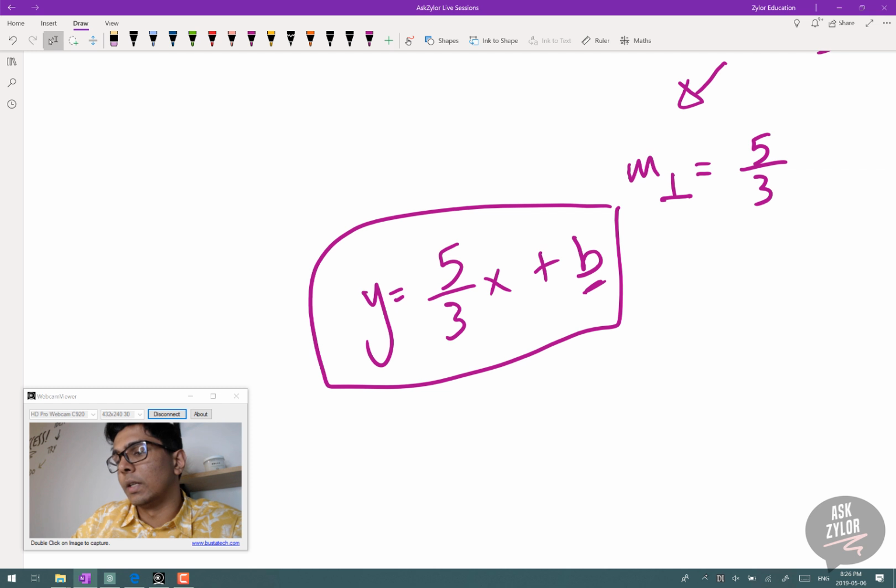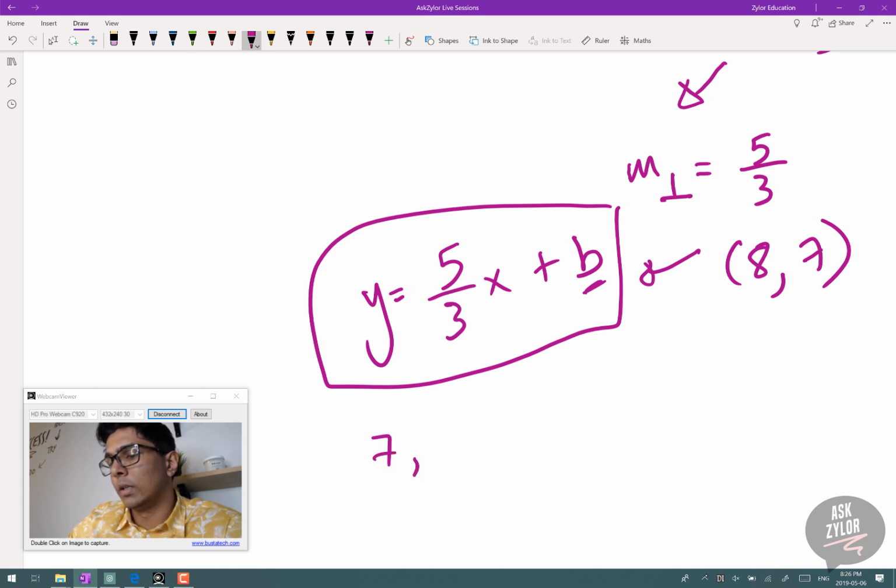So what I can plug into this equation to get my b value would be my midpoint, which is 8 and 7. That's the only point on the line that I know. So I'm going to substitute my x and y. I have 7 for my y, and I have 8 for my x to give me my b value.